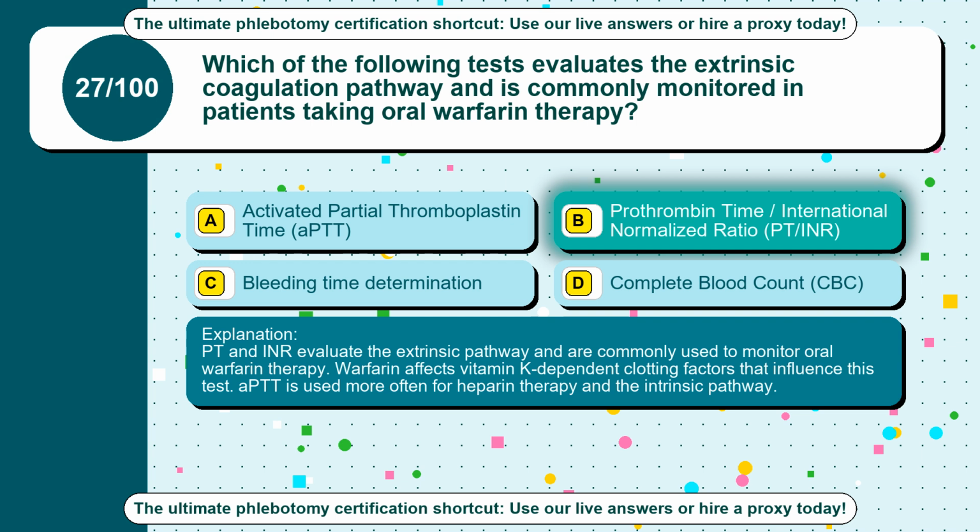PT and INR evaluate the extrinsic pathway and are commonly used to monitor oral warfarin therapy. Warfarin affects vitamin K-dependent clotting factors that influence this test. APTT is used more often for heparin therapy and the intrinsic pathway.